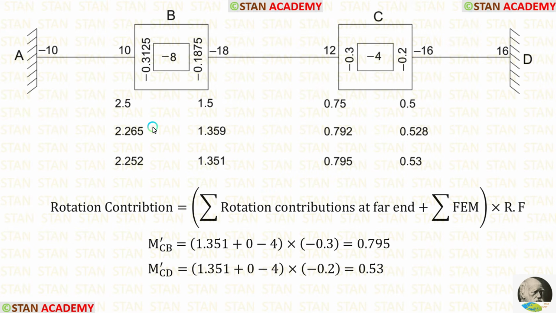In the second and third cycles, we are having similar values. You can see that all of the values are approximately equal. So we don't have to make the fourth cycle. Up to the third cycle is enough. Now let us calculate the final moments.